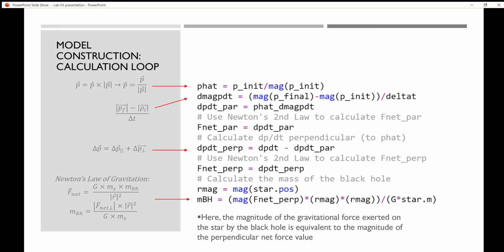In the second part of the calculation loop, I solved for p hat as being the vector divided by the magnitude, since it is known that a vector is comprised of direction and magnitude. So moving down the code, I figured that the change in the perpendicular momentum would be the change in the momentum minus the change in the parallel momentum via the equation to the left and the one I spoke about in the first slide. Next, the magnitude of the gravitational force exerted on the star by the black hole is equivalent to the magnitude of the perpendicular net force value. And finally, I used Newton's law of gravitation to isolate the mass of the black hole variable and called it mbh in this code.